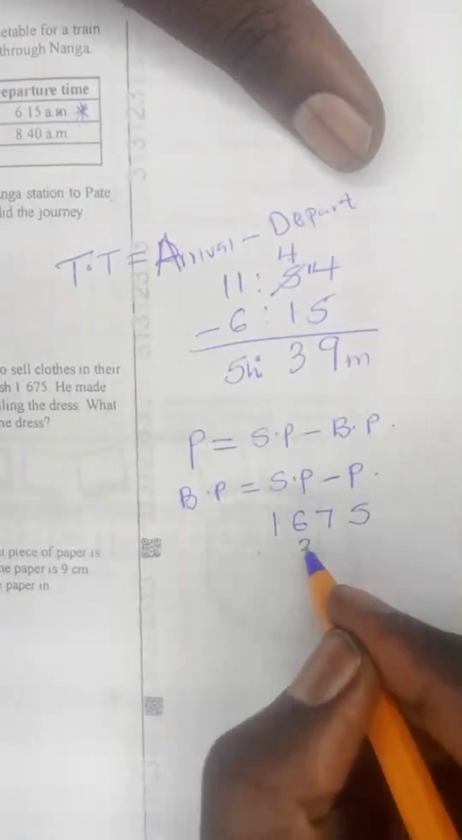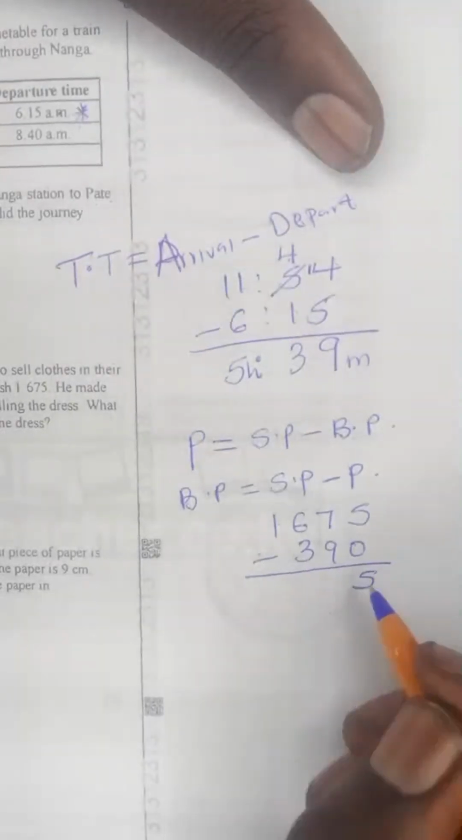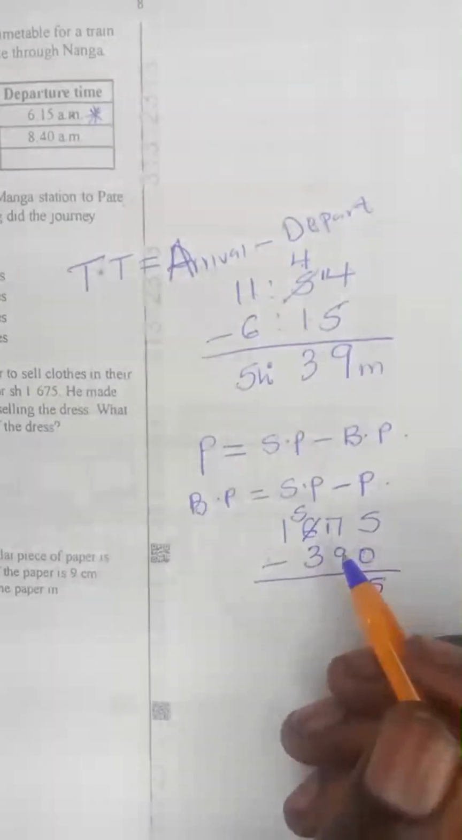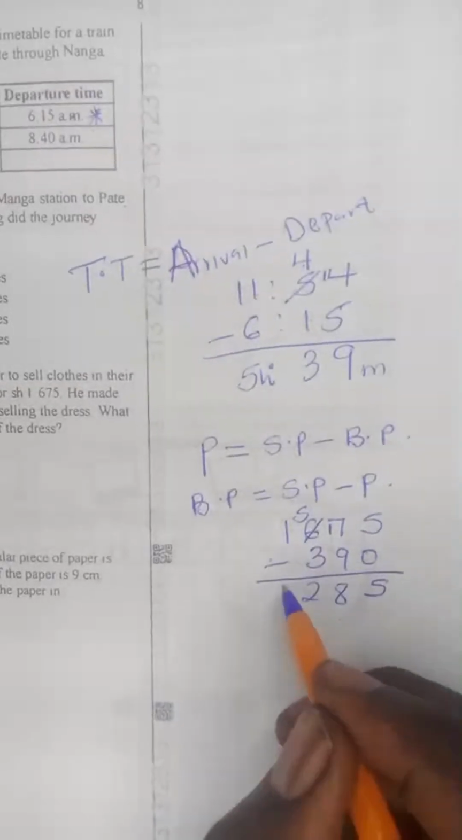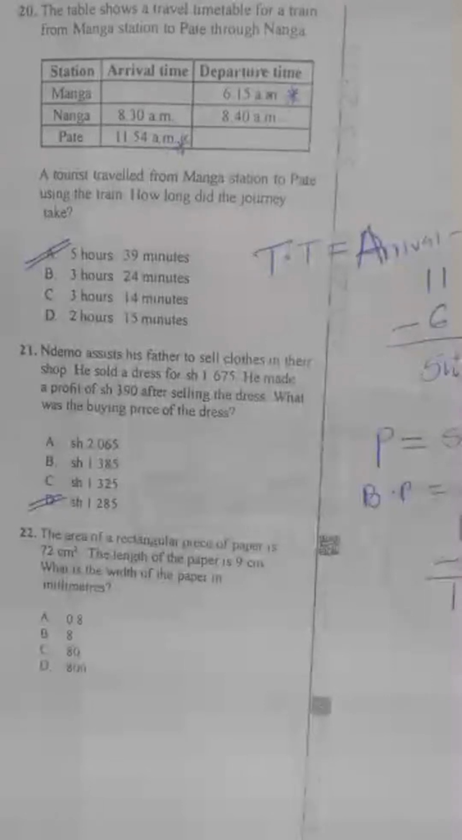So the selling price was 1,675. Then we subtract 390. So we have 5 here. You are going to borrow 1 to remain with 5. Then we have 17. Therefore 17 minus 9 is 8. And here we have 2 and 1. Therefore the original price was 1,285. And the answer there is D.